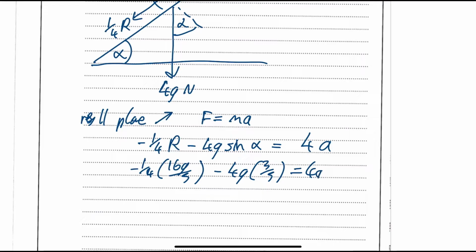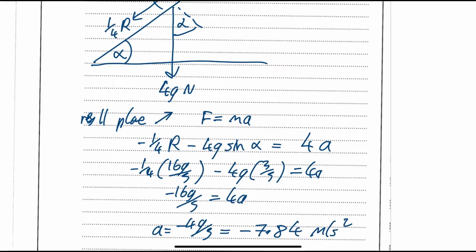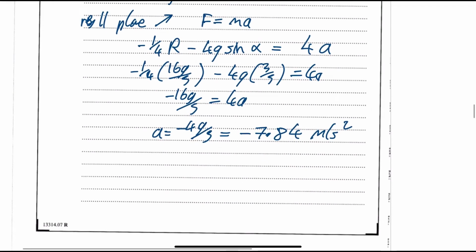That's equal to 4A. So that works out to be minus 16G over 5 is equal to 4A, which works out that my A is equal to minus 4G over 5, which works out to be minus 7.84 meters per second squared. That's my acceleration. Okay, fair bit to do in this one.